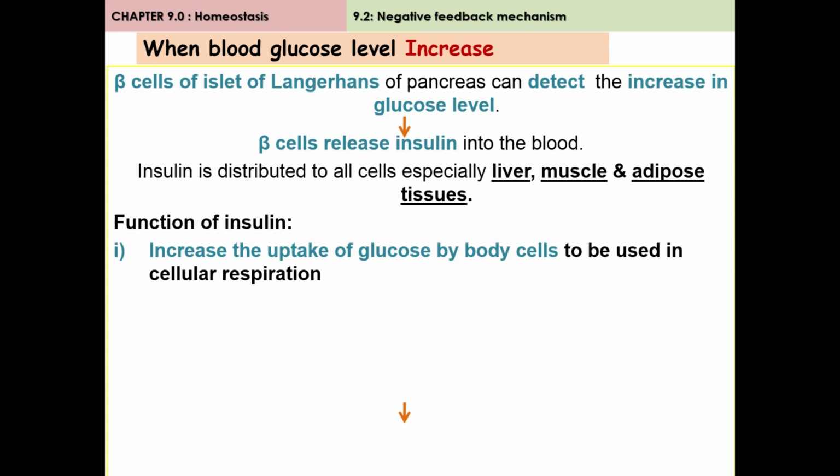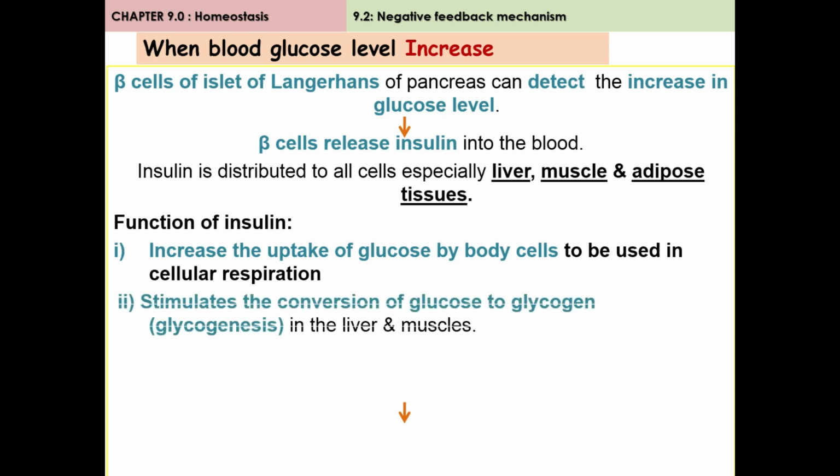We call this process glycogenesis, in the liver and muscle. Insulin stimulates the conversion of glucose to glycogen in the process of glycogenesis in the liver and muscle, and glycogen is stored in the liver and muscle.